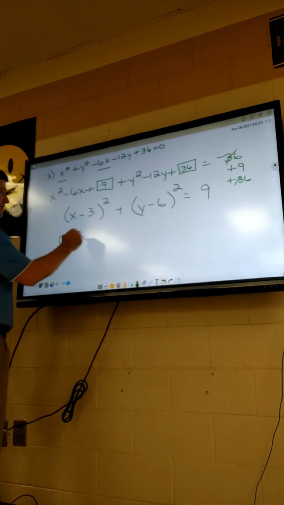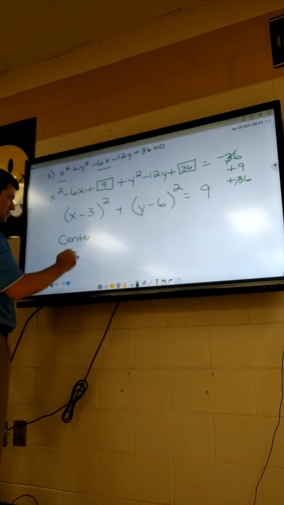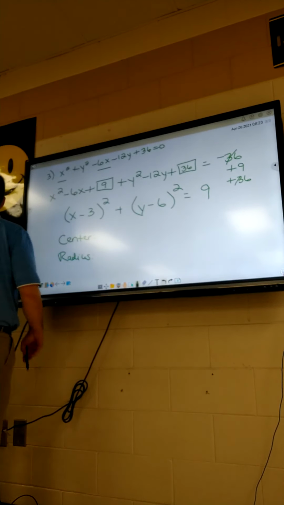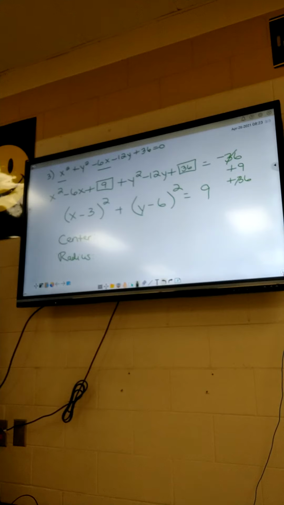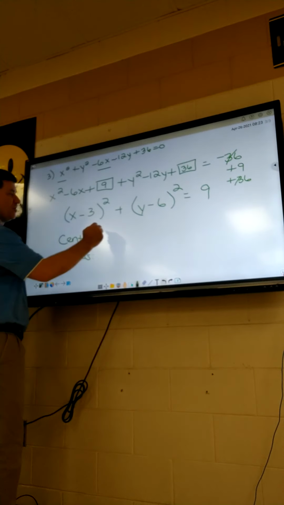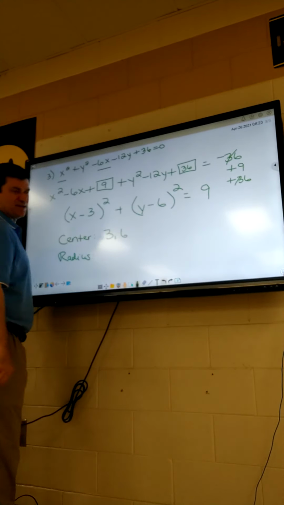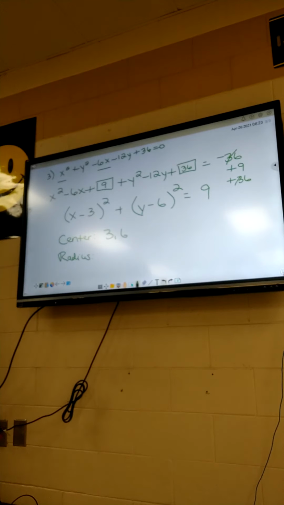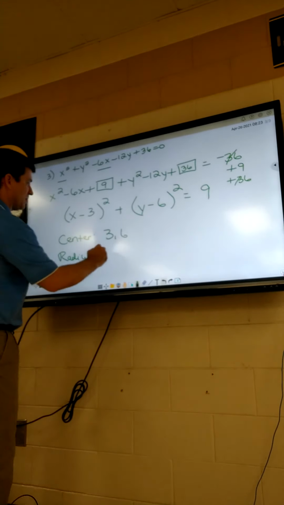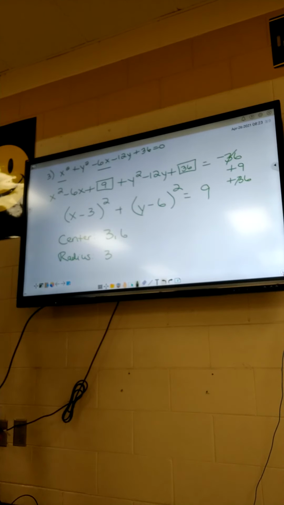All right, so now we got to find the center, and we got to find the radius. All right, Elizabeth, what's the center of the circle going to be? 3 and 6. Is that going to fit on y'all's graph pretty good? Yeah. All right, Elizabeth, what's the radius going to be? 3. All right, so y'all graph that one.